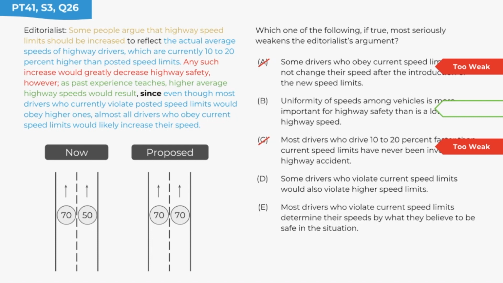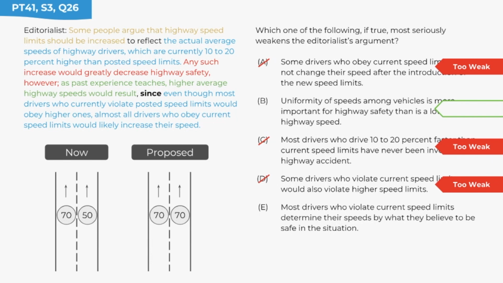Let's take a look at answer choice D. Some drivers who violate current speed limits would also violate higher speed limits. This is very similar to answer choice A. It just feels like it's contradicting a different part of the argument, even though it's not. Right after the word "since," even though most drivers who currently violate posted speed limits would obey higher ones. That doesn't say that all of them would obey higher ones. It says most of them would obey higher ones. So the fact that some would not, according to answer choice D, doesn't really hurt the argument. It's consistent with the original argument.